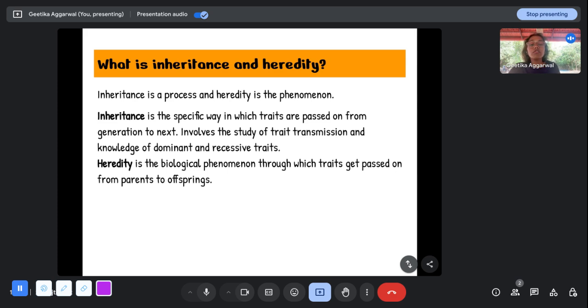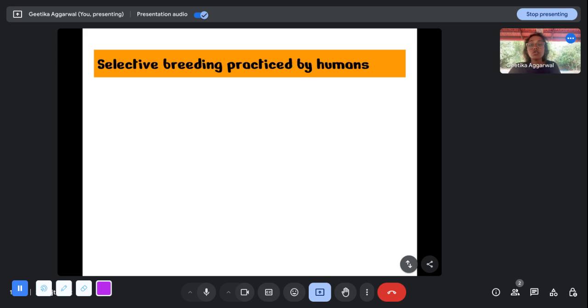Heredity is the biological phenomenon through which these traits get passed on from parents to the offspring. So, heredity is the phenomenon that occurs by the process which is inheritance. So, keep that in mind.